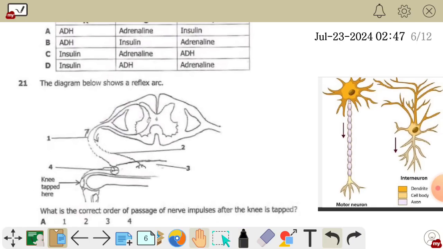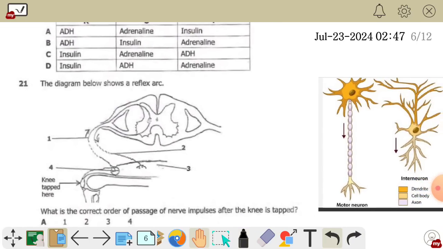So coming back to our question, we have the sensory, which has a cell body, you can see there. From where the tap is made, we're going to have a passage through the sensory, which senses the pain, to the relay in the spinal cord. Then from there it comes back to the muscle. The one which comes to the muscle here is the motor neuron. But remember, identify the cell body to know that that is the sensory.